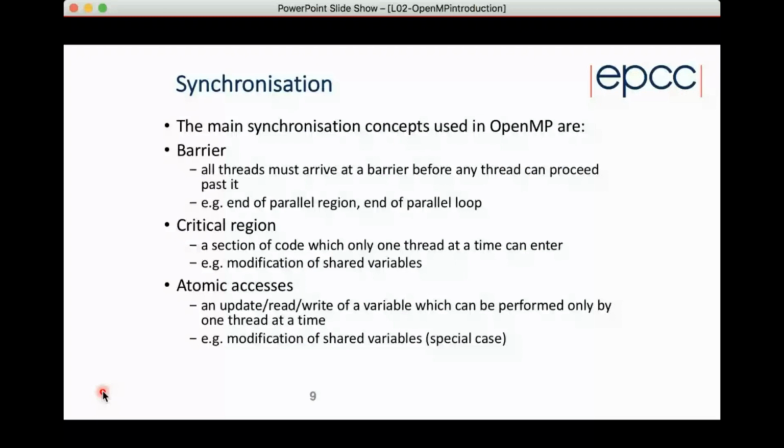The second one is a critical region. A critical region is a section of code which only one thread at a time can enter. It doesn't specify the ordering in which threads will enter this section. It just guarantees that only one thread can be executing that piece of code at a time. So that's exactly what we need if we want to modify shared variables to prevent race conditions due to the kind of update pattern which I already talked about.